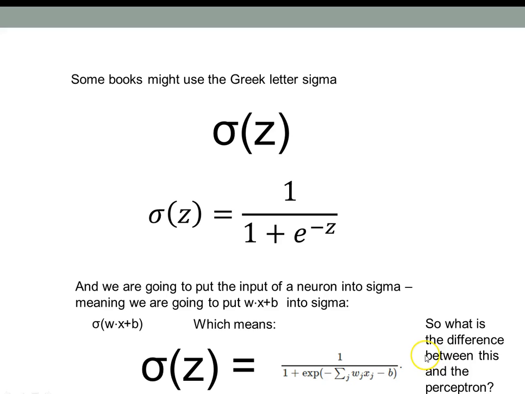So what's the difference between this? Okay, does everyone follow so far? The next question is, what's the difference between doing this and the perceptron? What are the consequences of doing it this way, as opposed to the perceptron, which we said is only going to output 0 or 1? So this, first of all, is not just going to output 0 or 1. We just said it can output anything between 0 and 1. So that's one consequence.